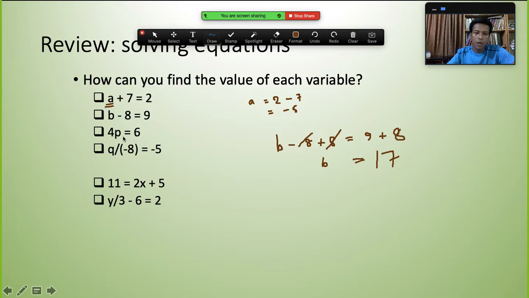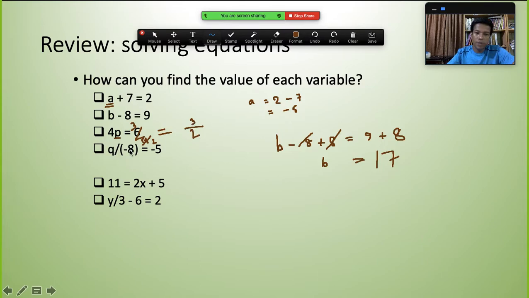Okay, and here this is super simple. P equals 6 divided by 4, then we have to cancel out. So 6 divided by 4, you do cancellation, both of them are divisible by 2, so you will have 3 here, you will have 2 here, so 3 divided by 2.